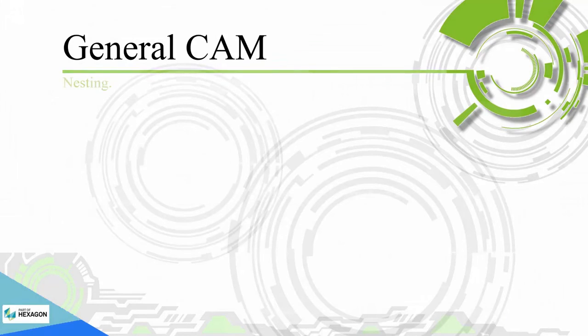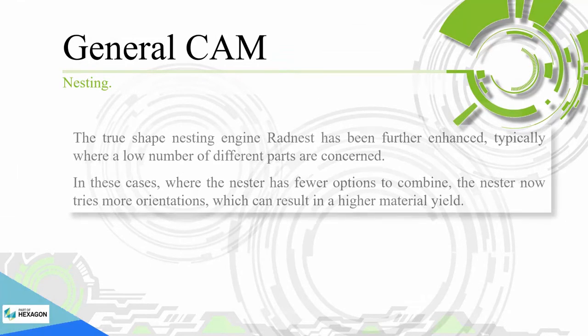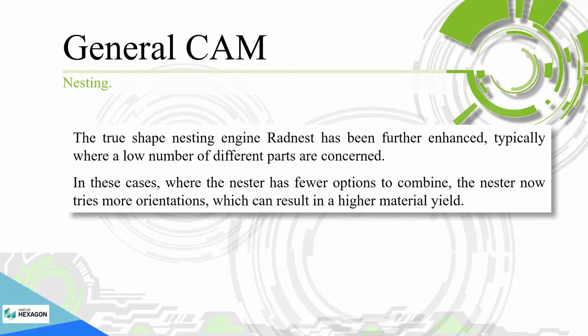General CAM nesting. The true shape nesting engine RadNest has been further enhanced, typically where a low number of different parts are concerned. In these cases, where the nester has fewer options to combine, the nester now tries more orientations, which can result in a higher material yield.